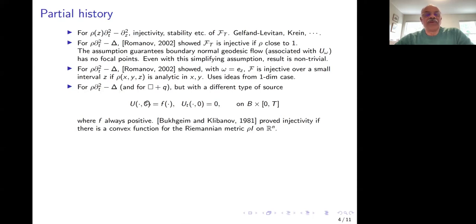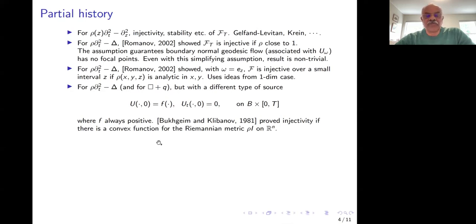If you want to do this problem, but instead of plane waves, there is an old result of Bukhgeim and Klibanov, very important because they introduced a very important idea for tackling formally determined hyperbolic problems. Instead of plane waves, their sources are actually initial data. So they have this operator, but the source is the initial data at time t equal to 0, which is f, in a bounded domain problem, and u_t is 0. The assumption on the source is that f is positive at every point inside B.